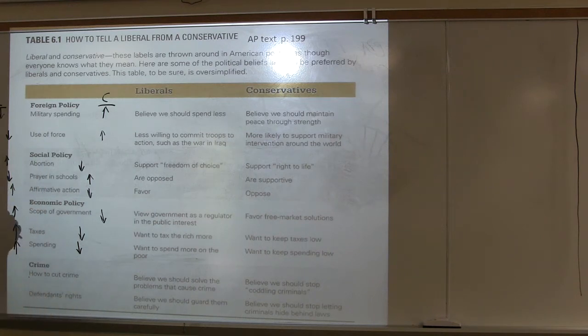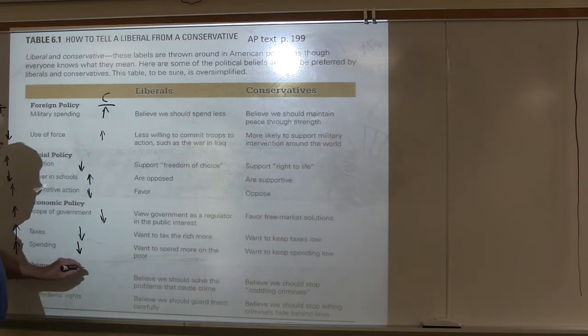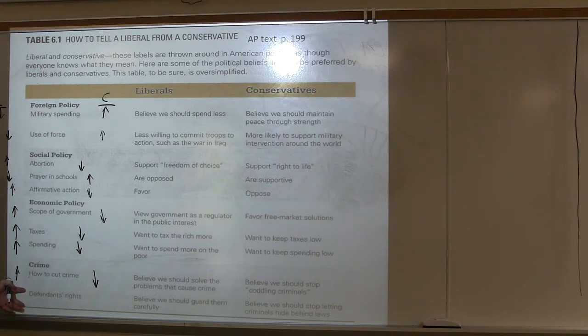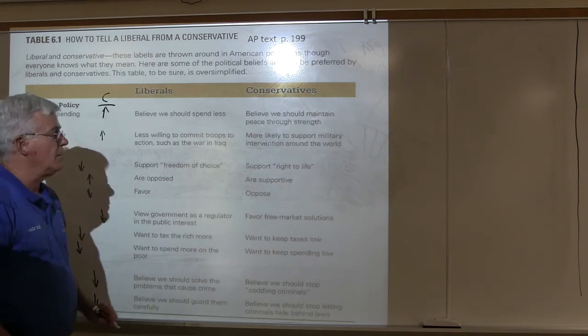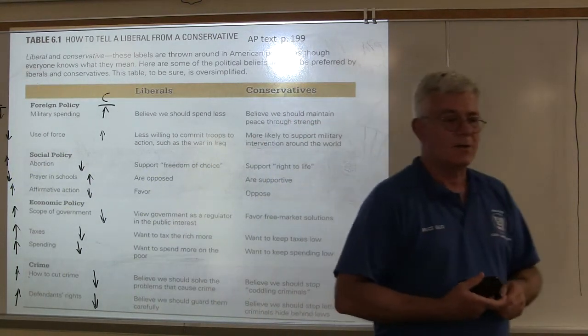Okay, how to cut crime. Who is going to be more interested in rehabilitation programs and that kind of thing? Liberals. Conservatives are going to be like, lock them up and throw away the key. Defendants' rights, your right to remain silent, the right to not be searched except when the police have probable cause. Guilty people going free because the government hasn't proved their case. The conservatives and liberals are on opposite sides of that. All right, you guys got it?